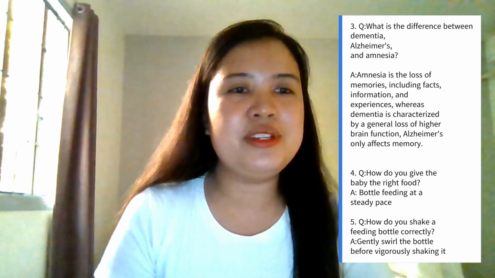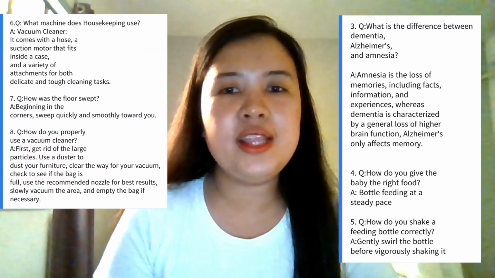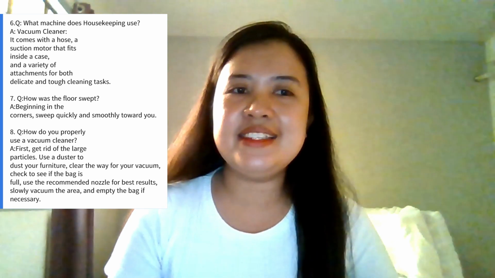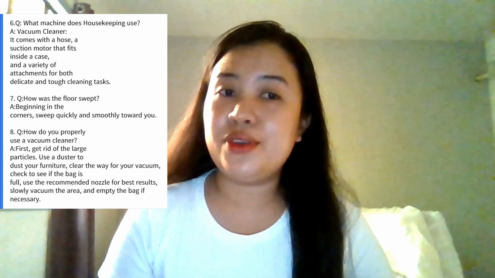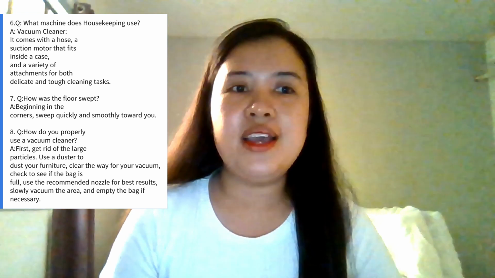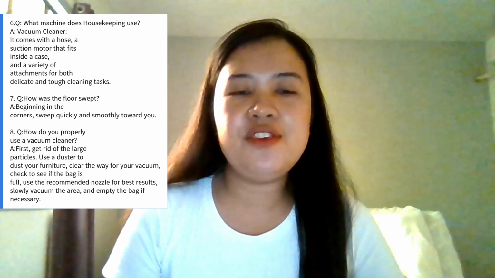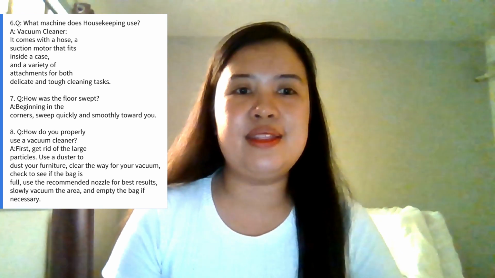Question number 6: What is the machine that is used in housekeeping? The answer to this question is vacuum cleaner. You can also add to your answer that it comes with a hose, a suction motor that fits inside the case, and a variety of attachments for both delicate and tough cleaning tasks.